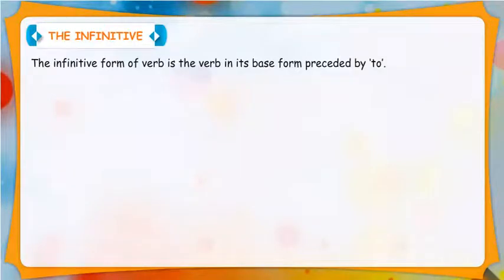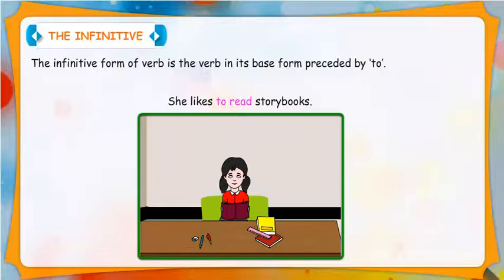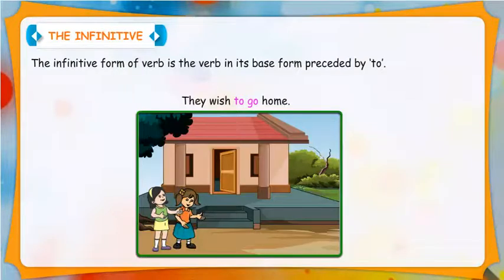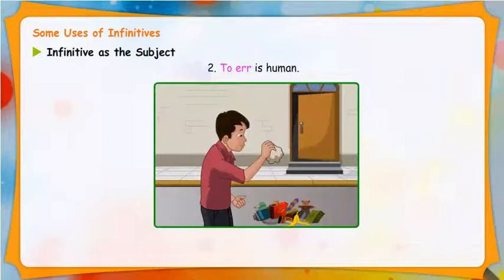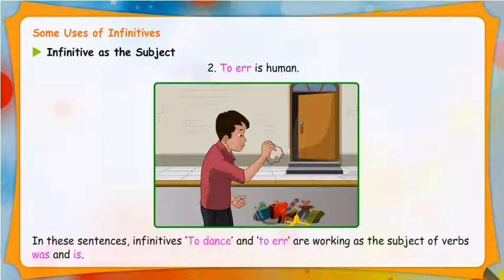The infinitive. The infinitive form of verb is the verb in its base form preceded by to. She likes to read storybooks. They wish to go home. Some uses of infinitives. Infinitive as the subject. To dance was her passion. To err is human.